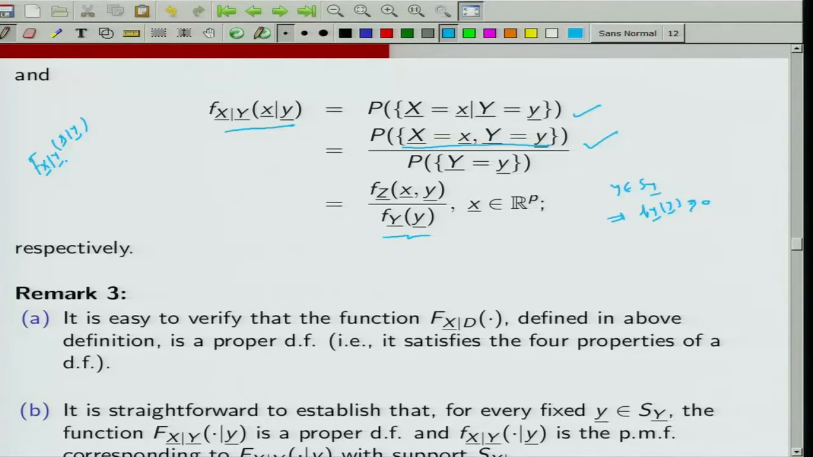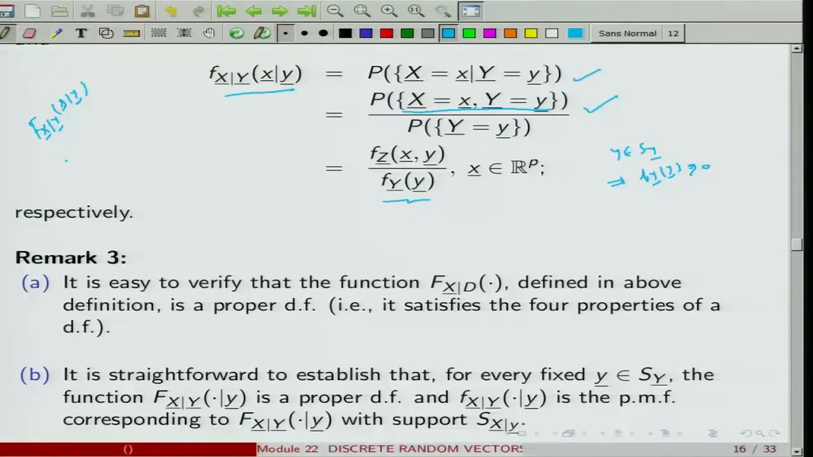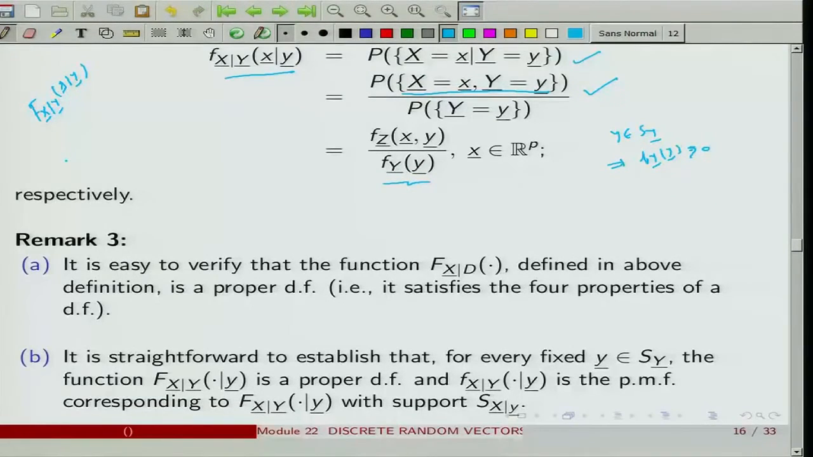So, that is what we will see in this remark. The first thing, as I told you before, is that it is easy to verify that the function F_{X|Y} defined in the above definition is a proper distribution function. That is, it satisfies the 4 properties of a distribution function.